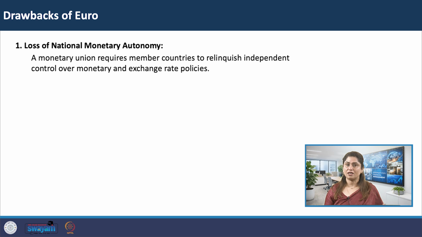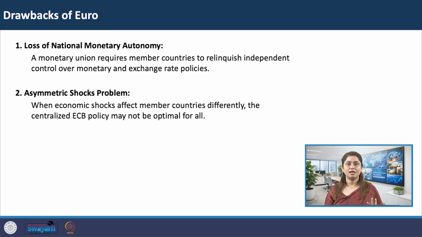This is a massive sacrifice of policy autonomy, and it only makes sense if member countries are economically very similar and experience similar economic cycles. Sometimes an economic problem affects one country but not others. When that happens, a single monetary system is deeply problematic. When shocks are asymmetric, when they hit different countries differently, the constraints of monetary union become painful.